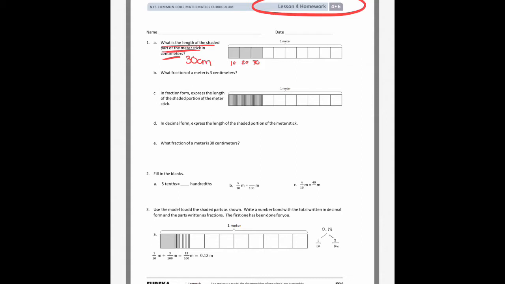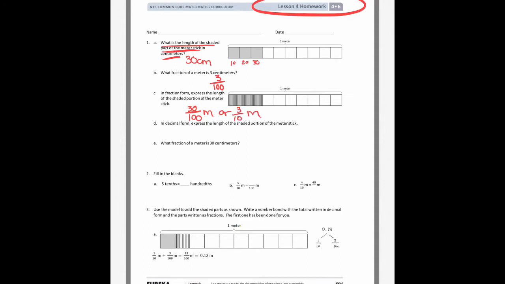Then it says, what fraction of a meter is 3 centimeters? Well, if there's 100 in a meter, then 3 centimeters would be 3 out of 100, so it would be 3/100. Now this says in fraction form, express the length of the shaded portion of the meter stick. So really, it's either 3/10, because 3 of the tenths are shaded, or if you wanted to talk about hundredths, if we had split that into 100 pieces, it'd be 30/100. So it's either 30/100 of a meter or 3/10 of a meter.